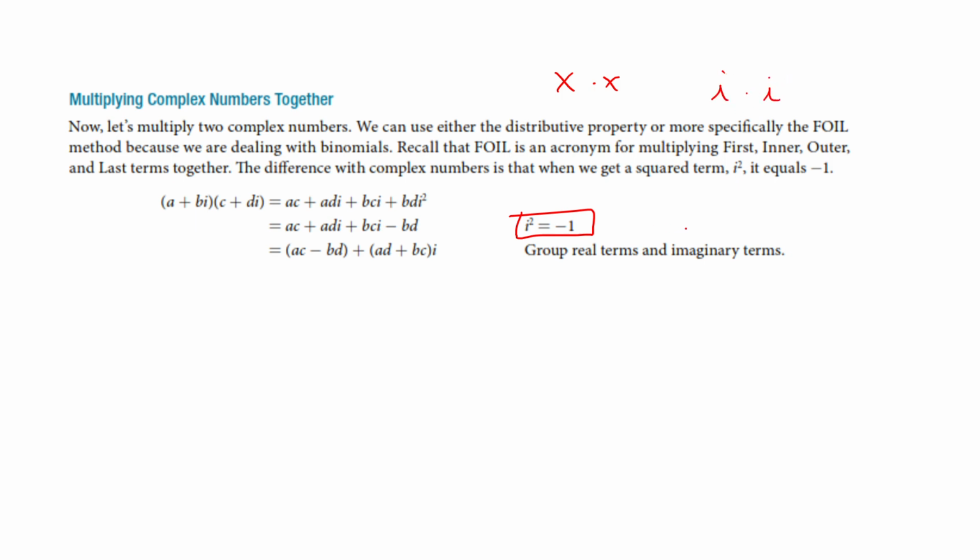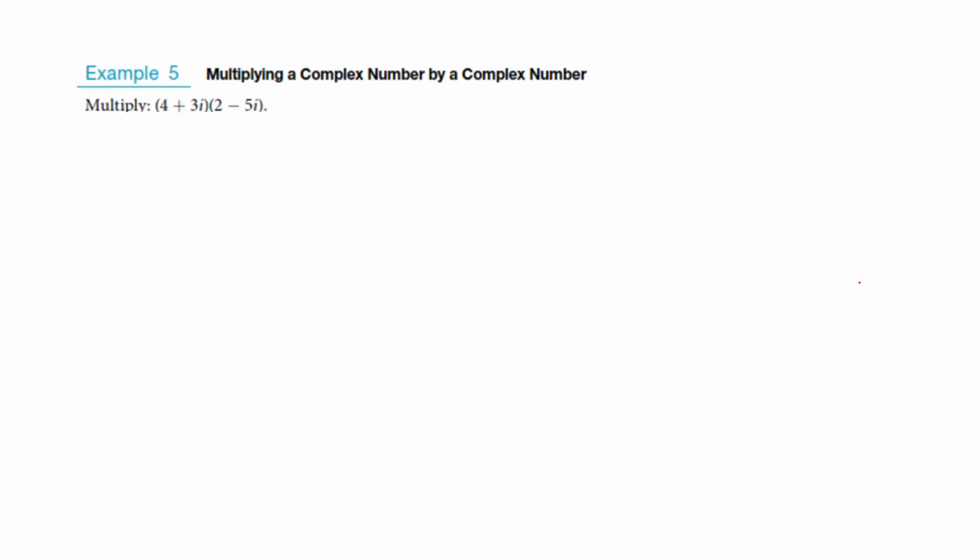But remember what i is. It's the square root of -1. So if I were multiplying two square roots times each other, doesn't it then become whatever the number was beneath it? So if I had the square root of 2 times the square root of 2, that's 2. So the square root of -1 times the square root of -1 must be -1. So we're going to need that as we work here.